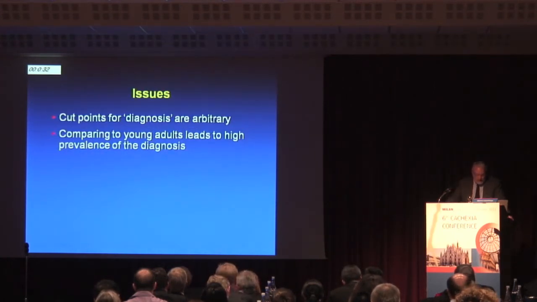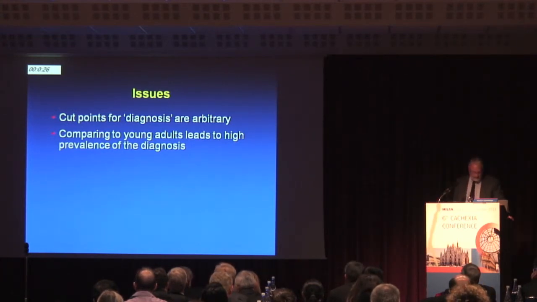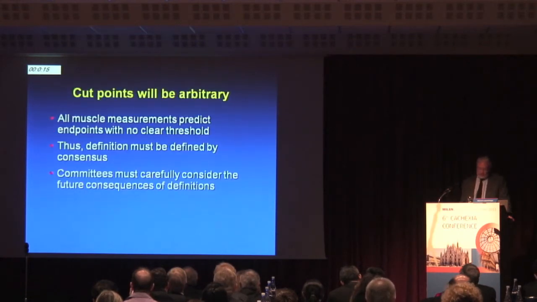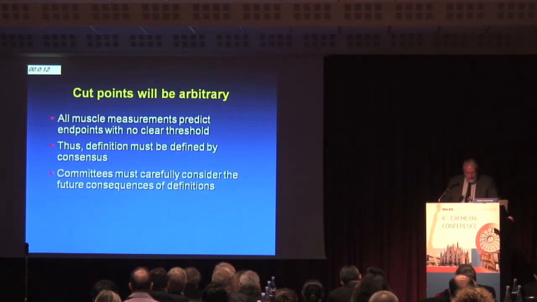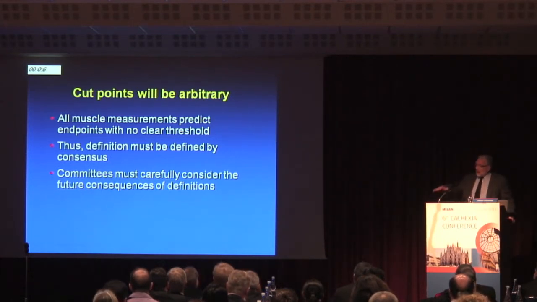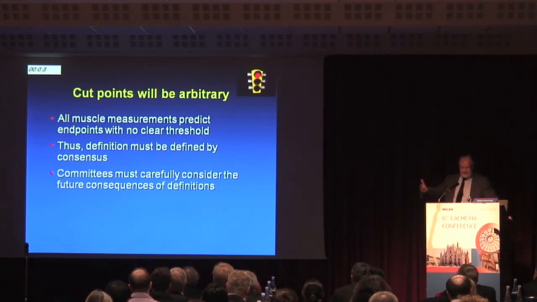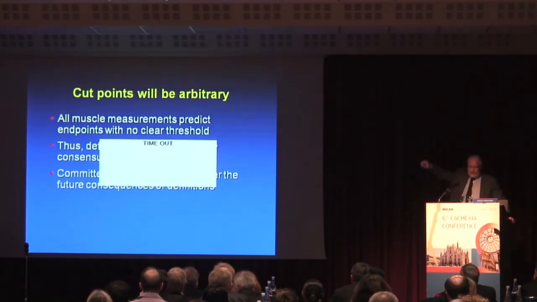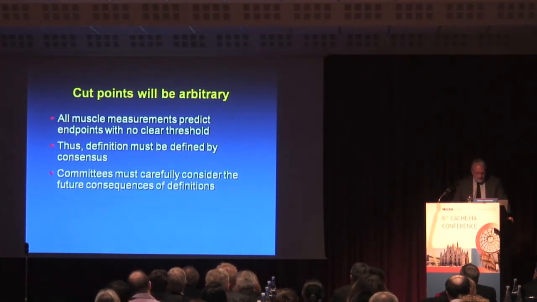Okay, issues. Cut points for diagnoses of osteosarcopenia will necessarily be arbitrary. And comparing to young adults' muscle measurements as the basis for the diagnosis will lead to a high prevalence of the diagnosis in young people. The reason that cut points will be arbitrary in the sarcopenia field is that all muscle measurements either have no relationship at all to subsequent disability, or they have the same continuous graded response with no apparent biological threshold. And in that situation, the definition will have to be defined by a consensus of a committee.